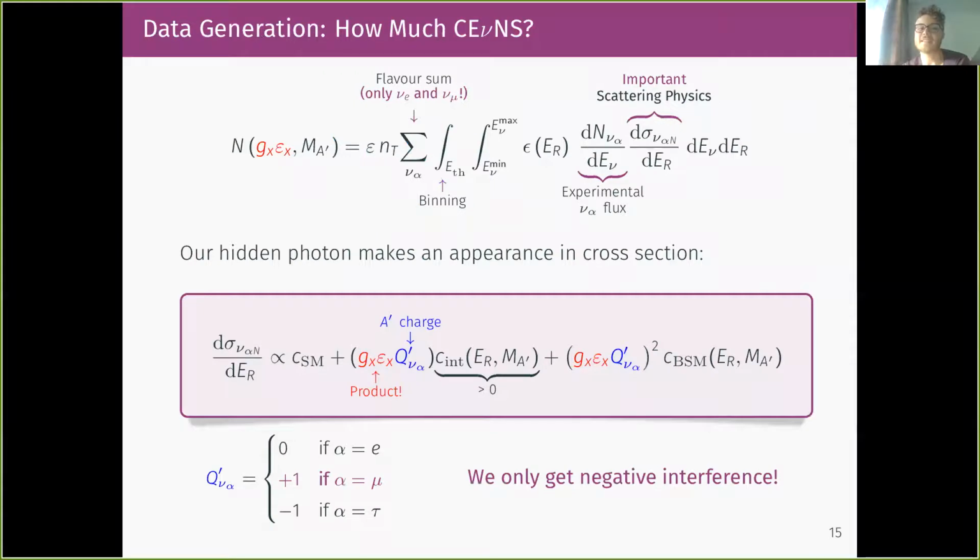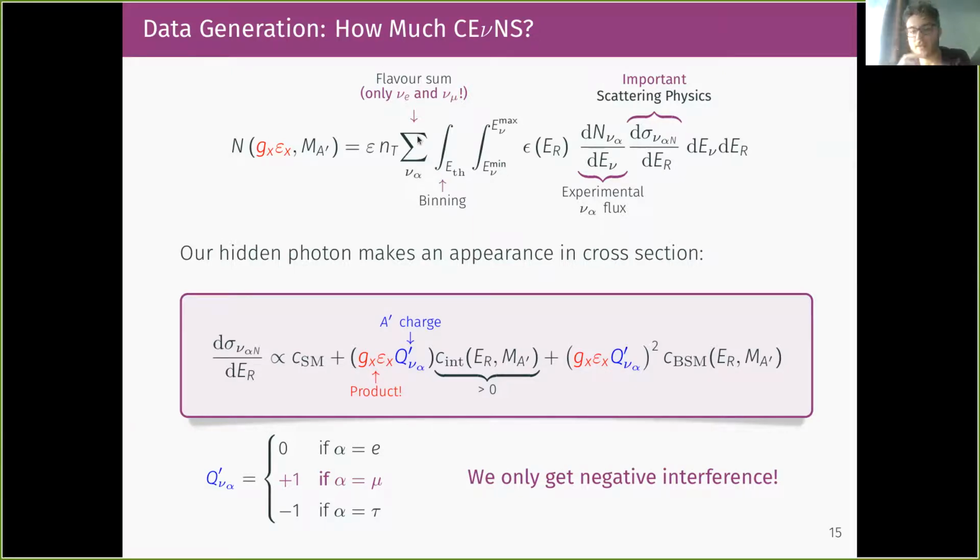Now, this is the equation that's going to govern the signal that we're going to get from this CEvNS. Here, importantly, we have the scattering physics here. This is where we're going to meet our A prime. There's the experimental neutrino flux that we get over here. This is from the neutrinos that are produced in the pion decay. There's an efficiency function here, which tells us how good or bad we are at getting the signal for a particular nuclear recoil energy.